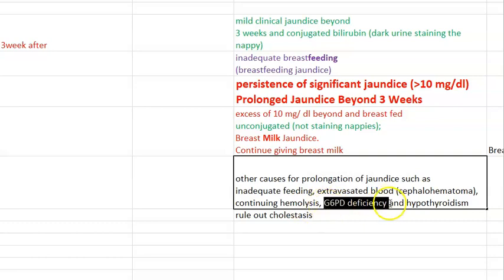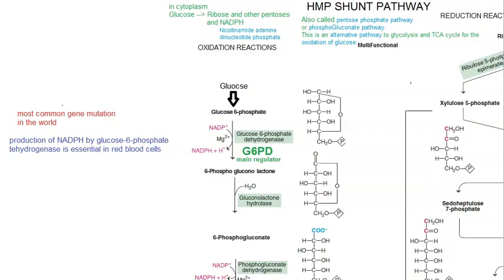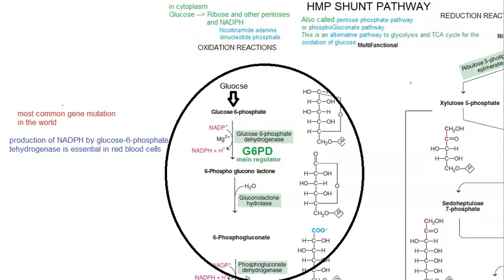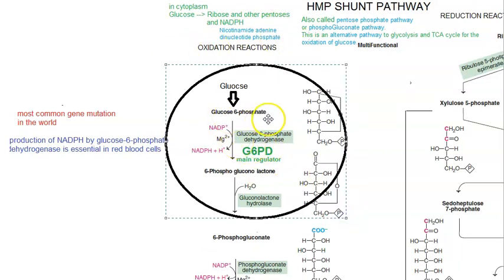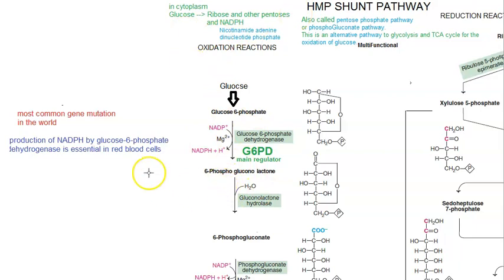G6PD deficiency, like we told you, is an enzyme deficiency. Look at this step here. In the HMP shunt pathway, this glucose is getting converted to glucose 6 phosphate, and that is getting converted into something else. Who is working on this glucose 6 phosphate? This enzyme, glucose 6 phosphate dehydrogenase, is working on it. When it is working, it is releasing NADPH. This NADPH is what we want for our RBCs. RBCs want NADPH to protect them from oxidative stress. So this G6PD is protecting RBCs via NADPH.